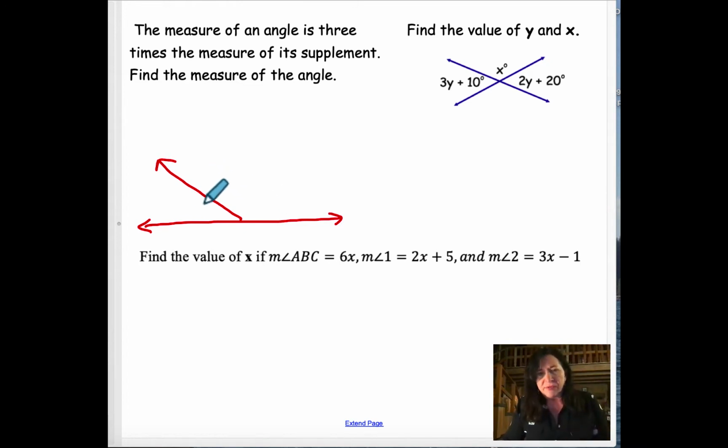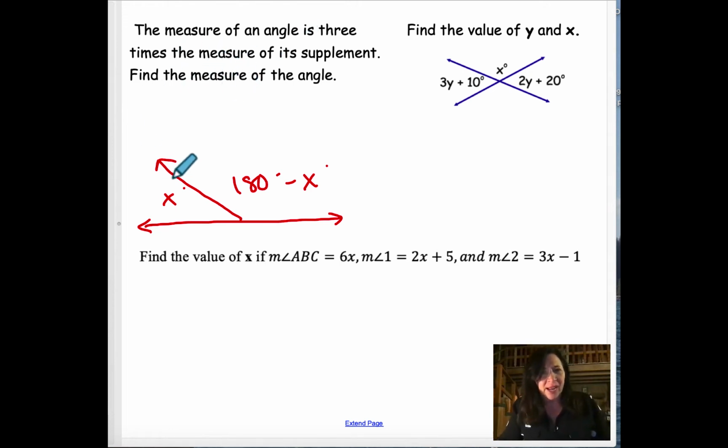Now, regardless, if you don't know what the angles are, let's just say this was 20 degrees. Then this angle would be 180 minus 20, which would be 160. If you don't know what that angle is, then you can call it x. The supplement is going to be 180 degrees minus whatever that angle is, which we're going to find out.